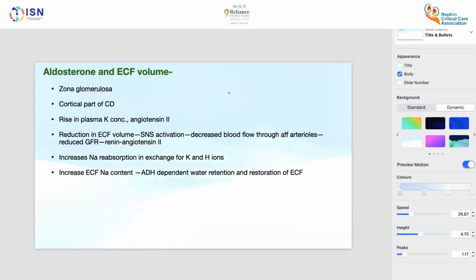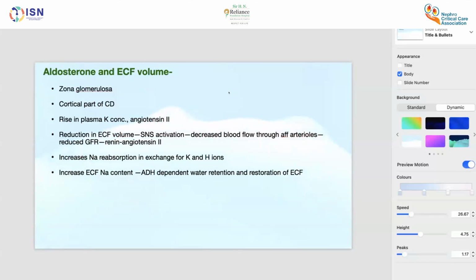The aldosterone and extracellular fluid volume. Aldosterone is produced by the zona glomerulosa of the adrenal gland, which acts on the cortical parts of the collecting ducts. Aldosterone production is stimulated by a rise in plasma potassium concentration and angiotensin II.